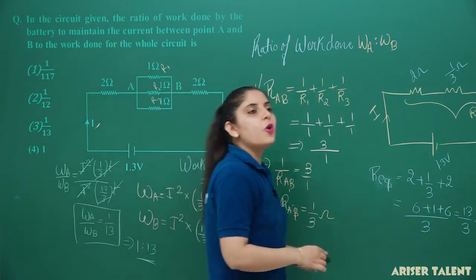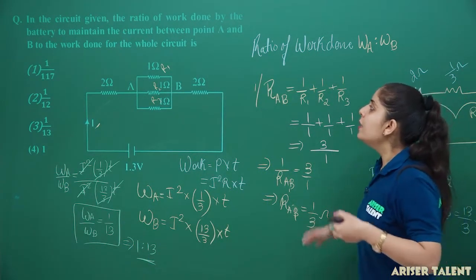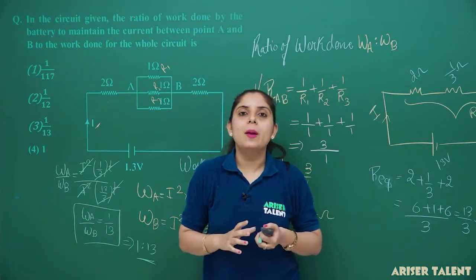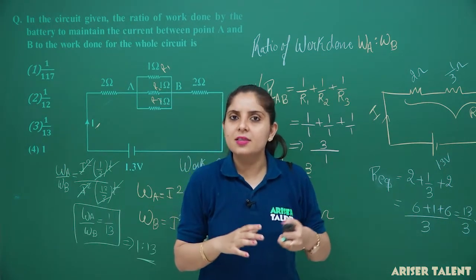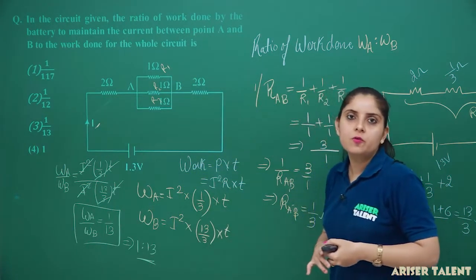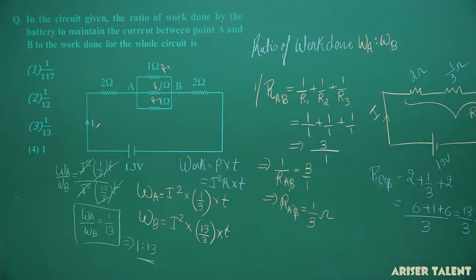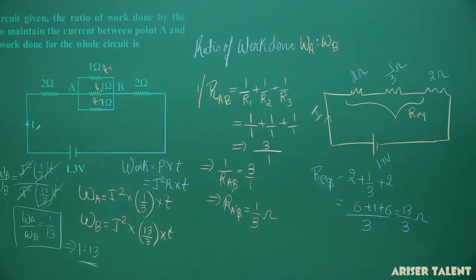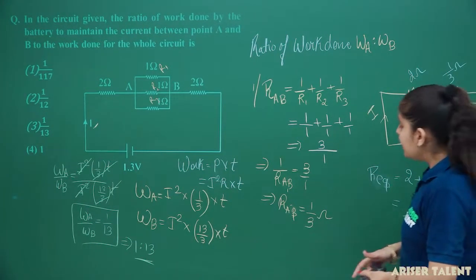So this is the solution of this problem. In spite of asking the equivalent resistance only, the work done in the system has been asked. So you have to just remember all the formulas that are related to power and work done in this chapter. So just copy this solution from here so we can proceed to our next problem. Now, let's move to the next question in this sequence.